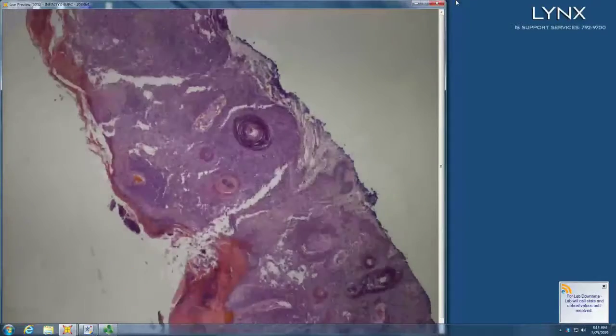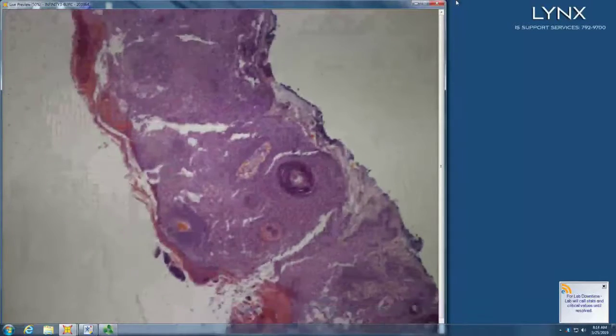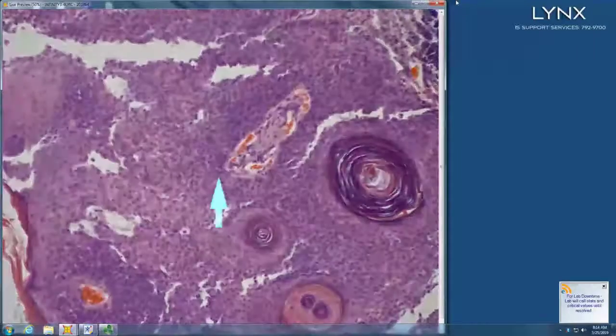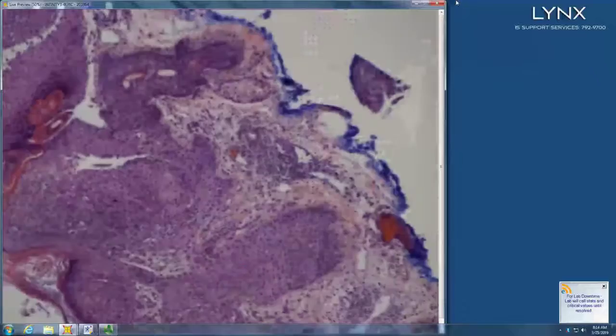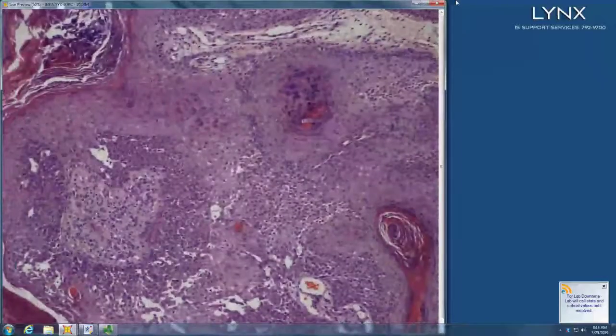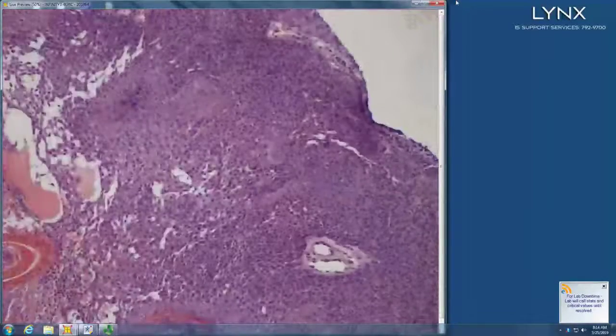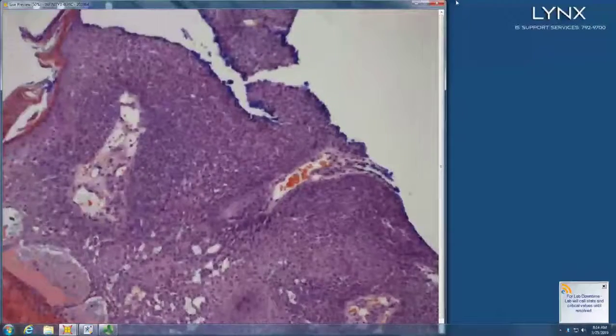Is it CAS? Oh, the squamous eddies. So it is a very wild, irritated seb K. Lots of spindling and squamous eddies. Okay, we're done.